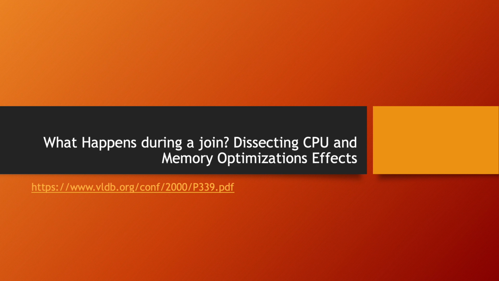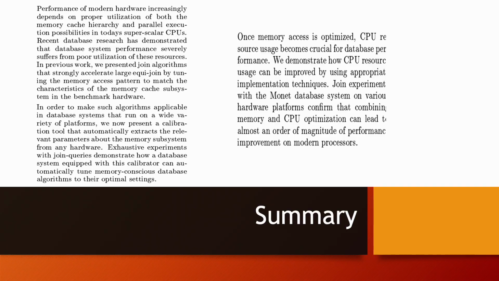Paper of the day is What Happens During a Join, Dissecting CPU and Memory Optimization Effects. Performance of modern hardware increasingly depends on proper utilization of both the memory cache hierarchy and parallel execution resources in today's superscalar CPUs. Recent database research has demonstrated that database system performance severely suffers from poor utilization of these resources.